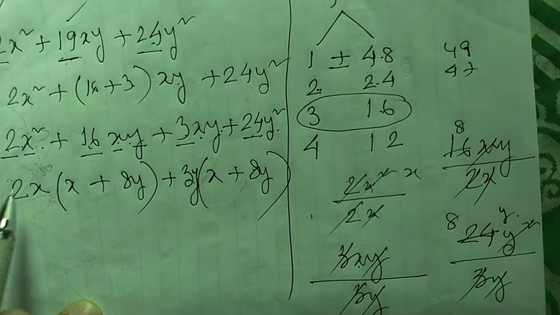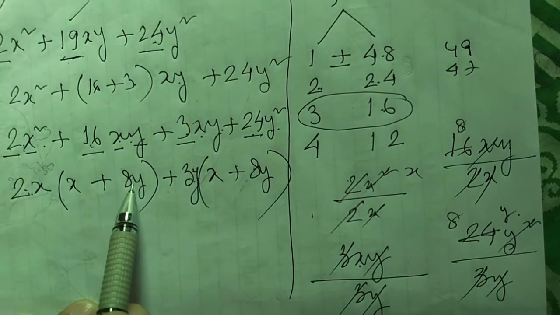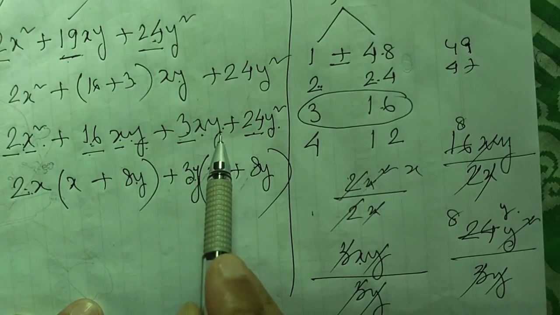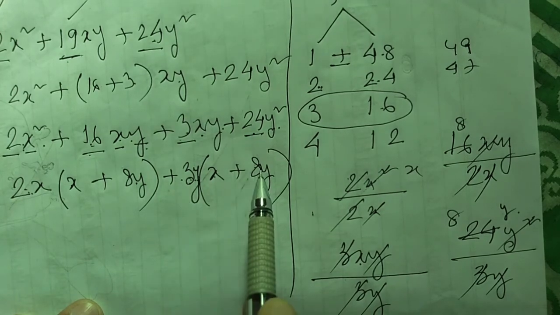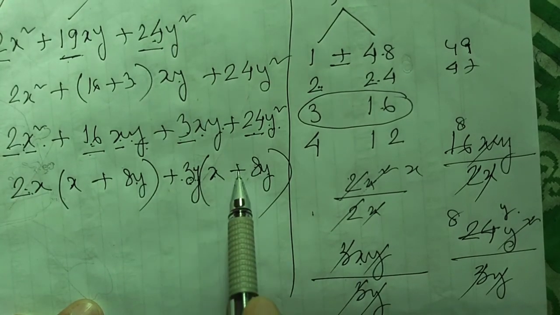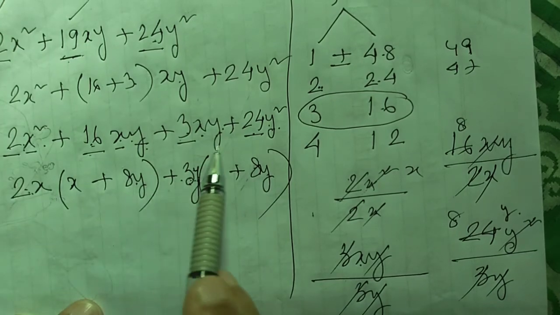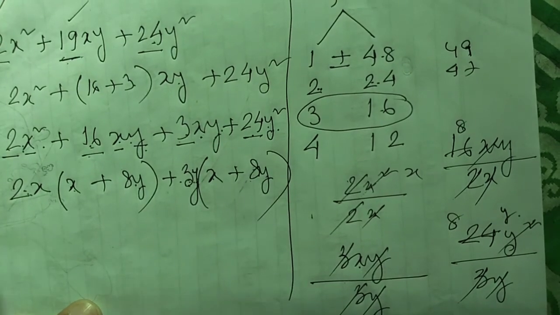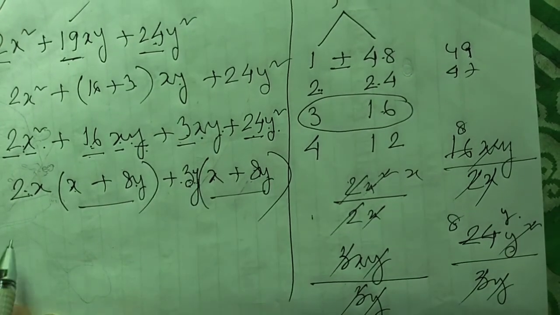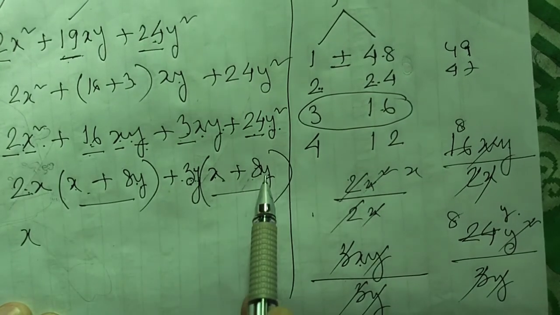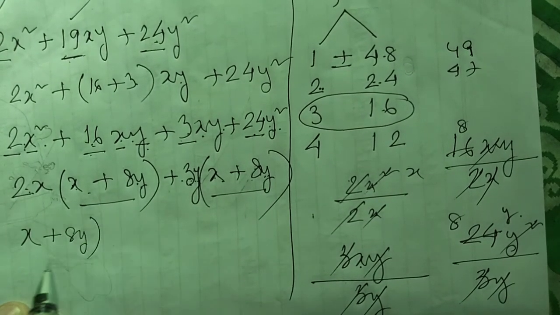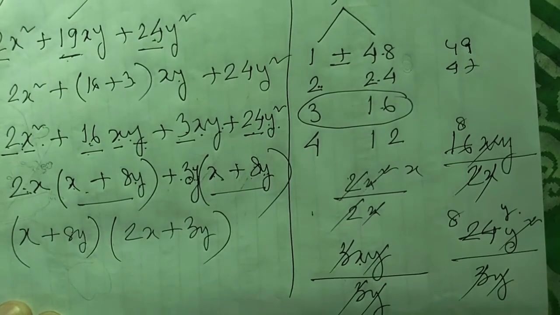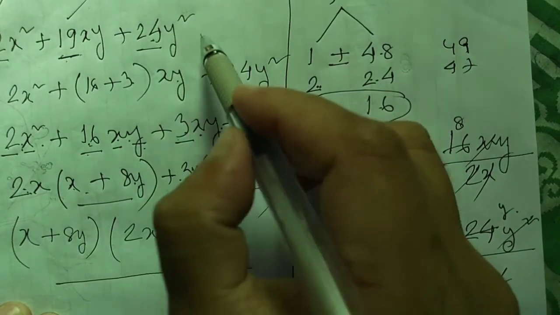You can recheck it. 2x into x, 2x square. 2x into 8y, 16xy. Correct. 3y into x, 3xy. 3y into 8y, 24y square. Yes. Plus plus plus. All the sign also you have to see, and you can multiply also to get this line. Yes, this is correct, and this portion is also correct. X plus 8y, x plus 8y. These are same, so we'll write x plus 8y. What is left? 2x plus 3y. Okay, so this is the answer of this question.